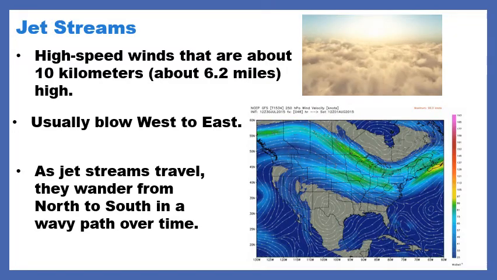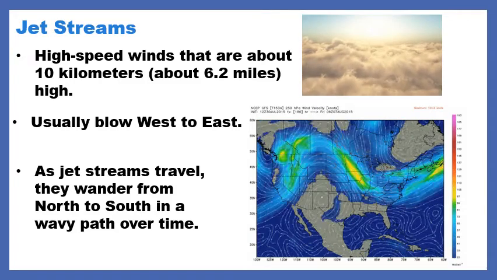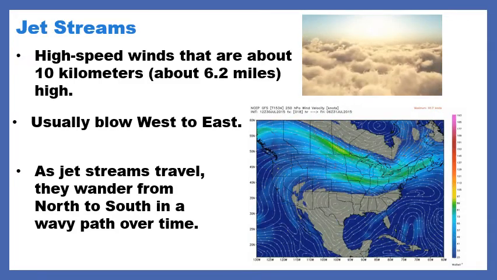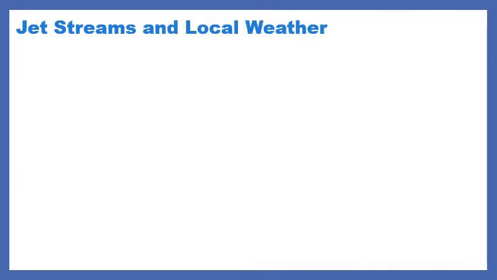So here is a GIF of a jet stream. It's in that kind of blue, yellow, green, and you can see how it's in a wavy path. It doesn't really stay in one place.